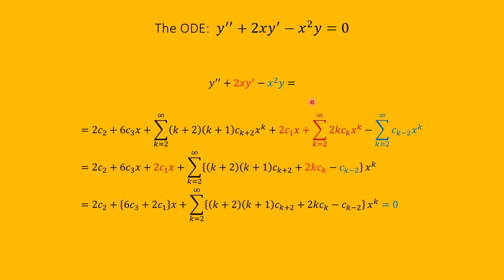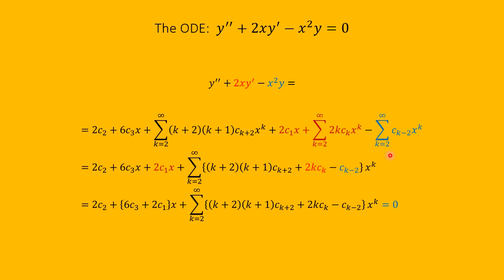Now, on this next summation, let's pull out the k equals 1 term. That'll be 2 times 1 times c sub 1 times x to the 1. So that's 2 times c sub 1 times x that we see down here. And then the rest of the terms in this sum will be the sum of these things, k going from 2 to infinity. This one we'll leave alone.